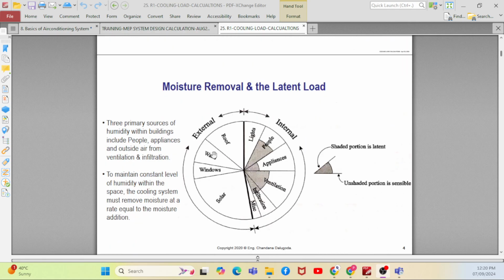You can see the moisture removal and the latent load. When you talk about external, this is all external. I don't know why they have considered ventilation as internal. Ventilation is coming from external to internal, right? Because it is an infiltration. Yes, correct. Basically ventilation is the external load only, because, for example, you have cracks through the wall or through the door. That is called infiltration basically.